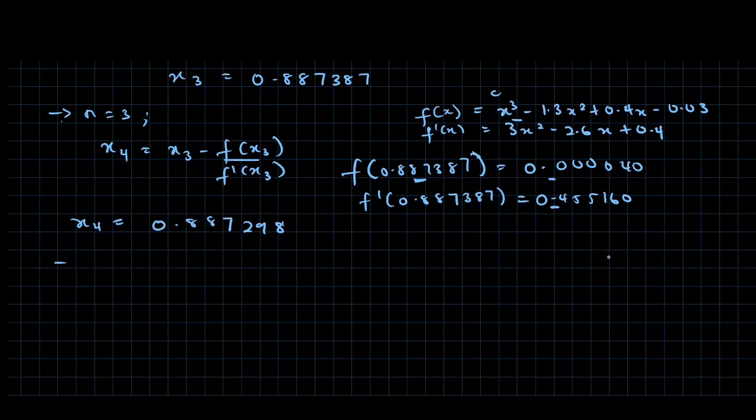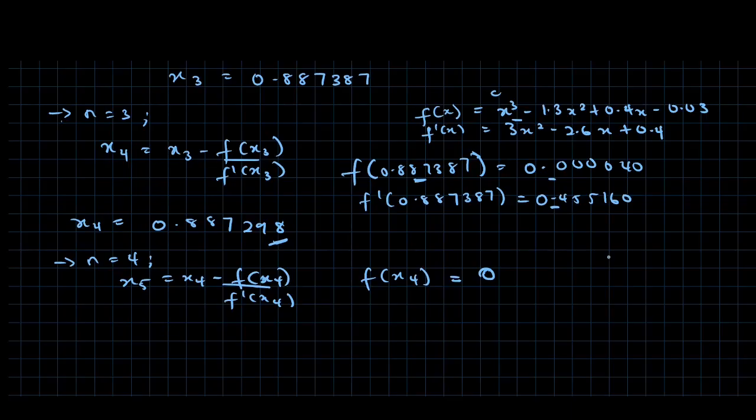Into the equation, it's going to be this minus this over this, which gives x4 equals 0.887298. And now for n equals 4, f of x4 is going to be approximately 0. So if this is 0, we already know that x5 is just going to equal 0.887298, because if the top is 0, it makes everything there 0. So no need to waste our time.